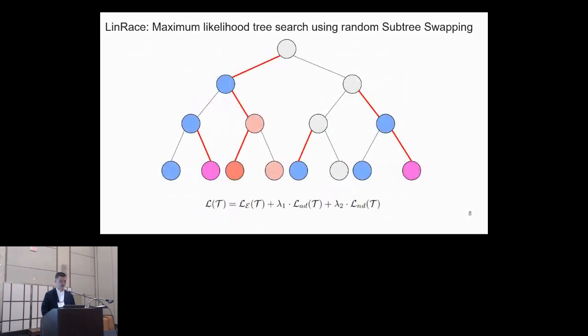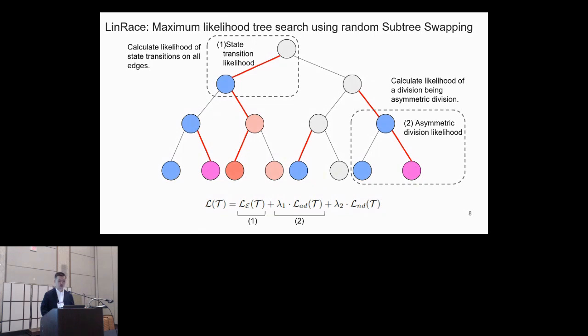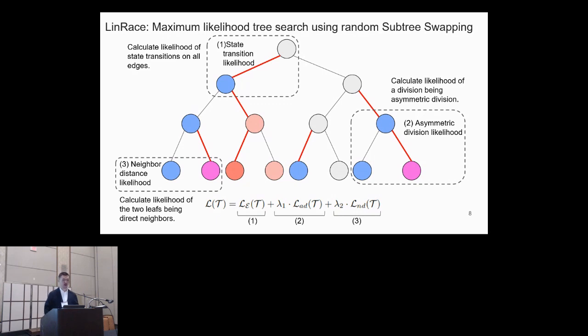For this tree, we propose a novel likelihood function that consists of multiple components. The first one is called the state transition likelihood, which is a joint likelihood of state transitions on all edges. Secondly, we have the asymmetric division likelihood, which is calculated based on all the internal nodes and on whether or not each divides symmetrically or asymmetrically. Lastly, we have the neighbor distance likelihood, which calculates the likelihood of each pair of leaves being merged as direct neighbors. These three components evaluate the candidate tree from different perspectives and overall comprehensively evaluate how well a candidate tree explains the observed gene expression data.